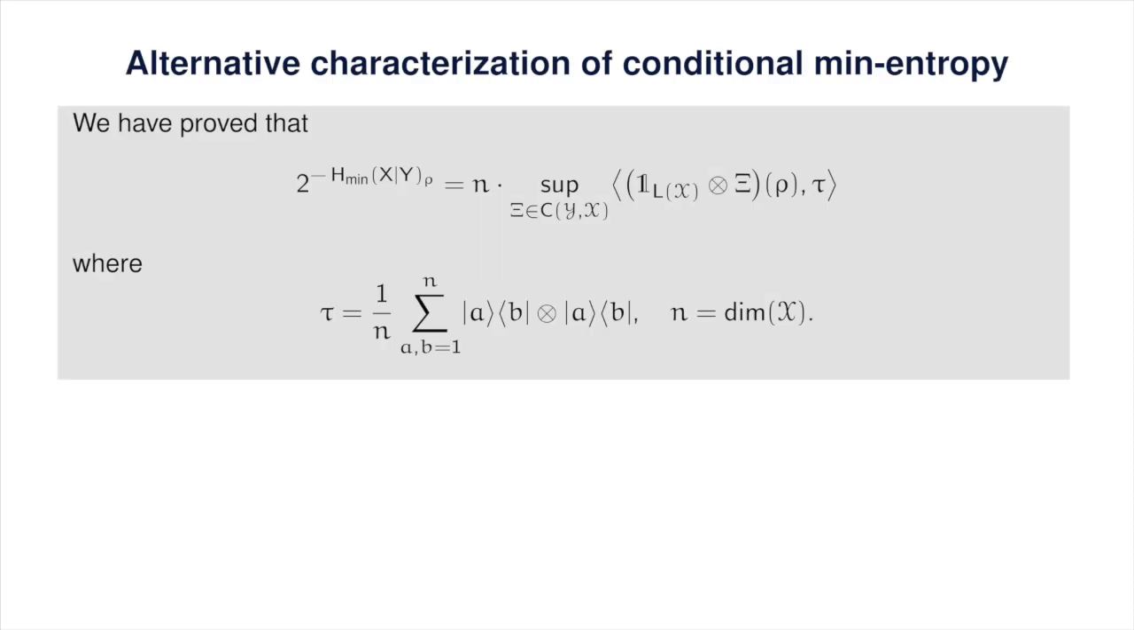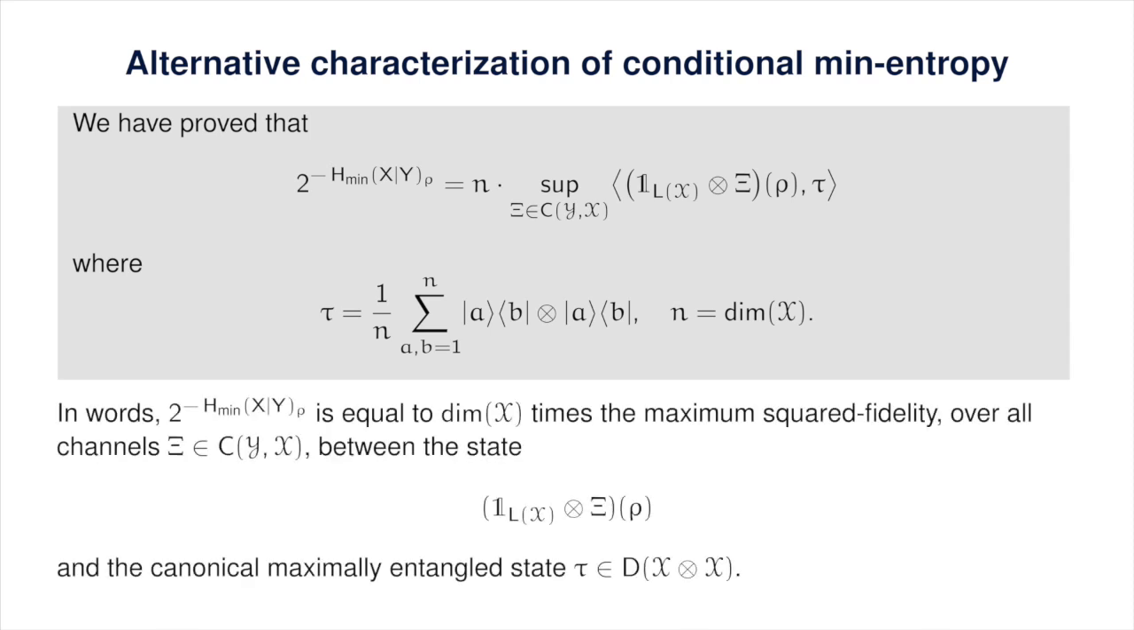And that is the interpretation or the characterization that we were going for. You're given a single copy of rho, which is a state of a pair of registers xy, and you try your best to transform y into a second copy of x, so the state that you get, or let us say distill, has high fidelity with a copy of the maximally entangled state tau. The conditional min-entropy of x given y is the negative logarithm of the dimension of x times this maximum fidelity squared.